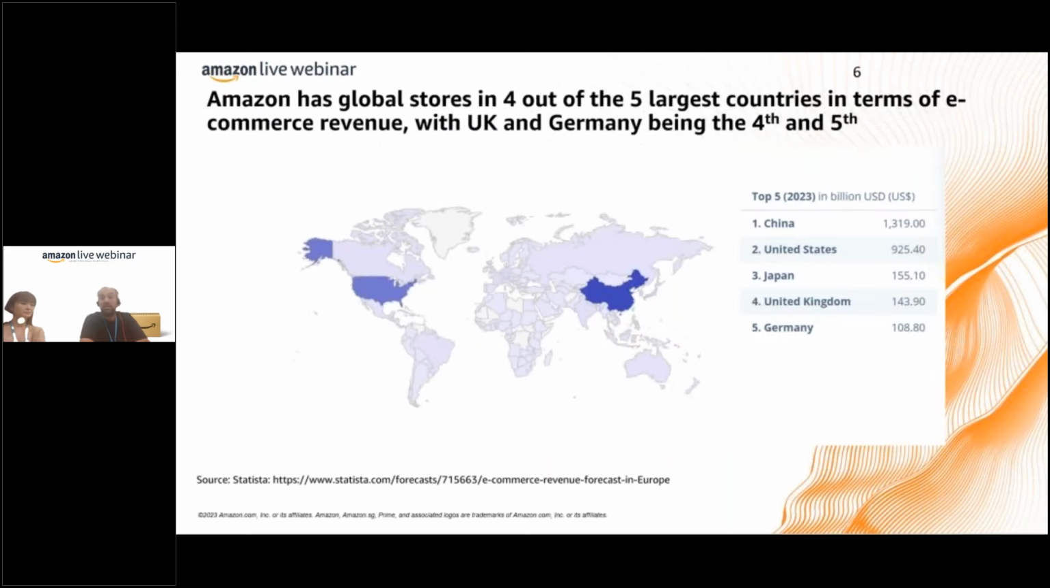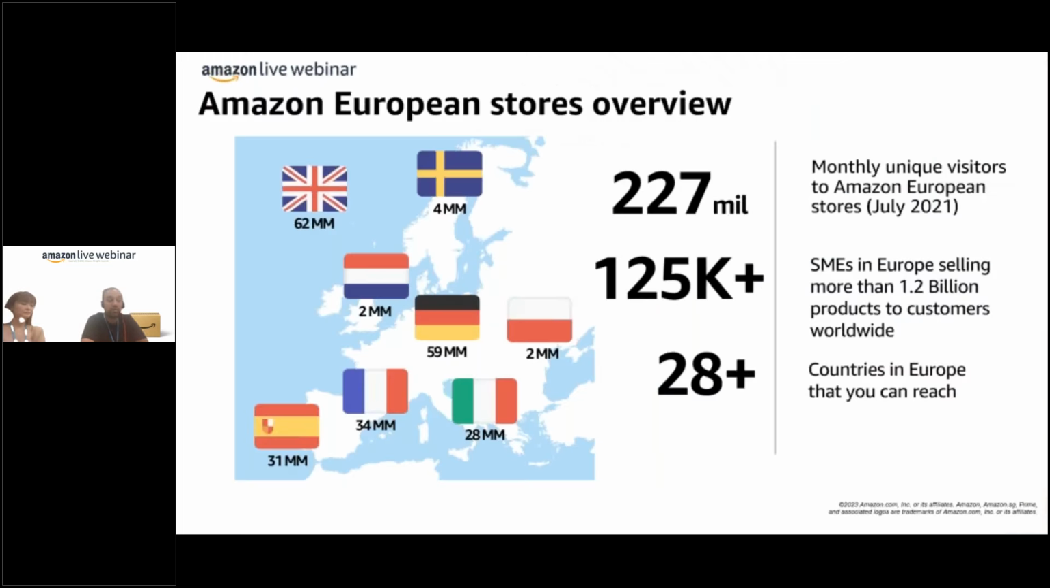Now, Amazon is in a great position as we are present in 4 out of the 5 largest countries in terms of e-commerce size, with UK and Germany being the 4th and 5th. After the US and Amazon.com, Amazon.co.uk and Amazon.de are great opportunities to cross-launch, to grow your brand in countries with high e-commerce potential. With just 1 account, you can get access to over 8 stores in Europe: UK, Germany, France, Italy, Spain, Netherlands, Sweden, and Poland.